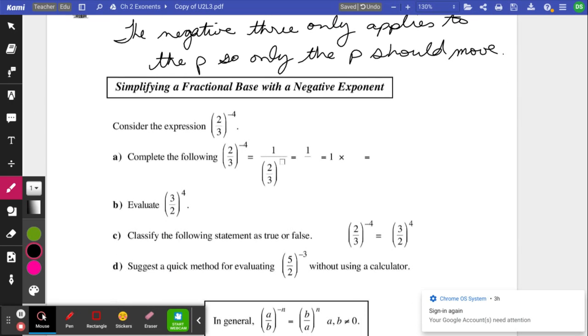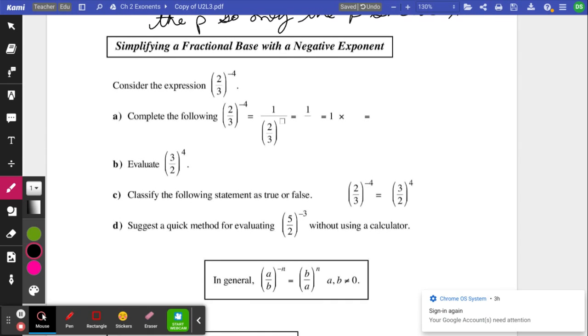Now I have one more little tweaky thing to show you. It's not complicated. What do you suppose a negative exponent means again? What does a negative exponent do? It flips. So this flips this, just like that. That's it. It flips the base over.